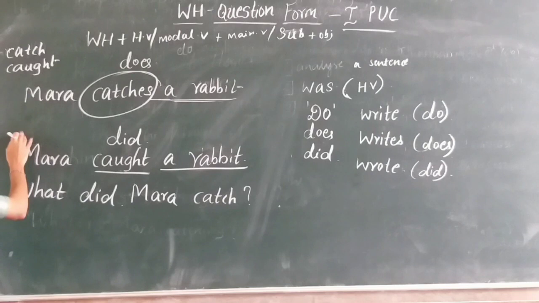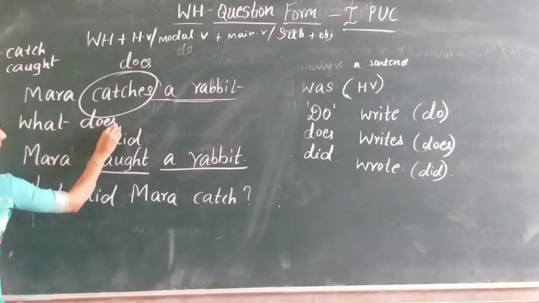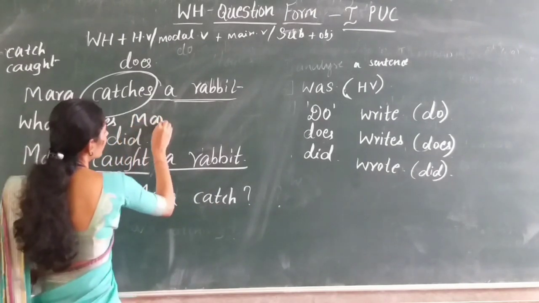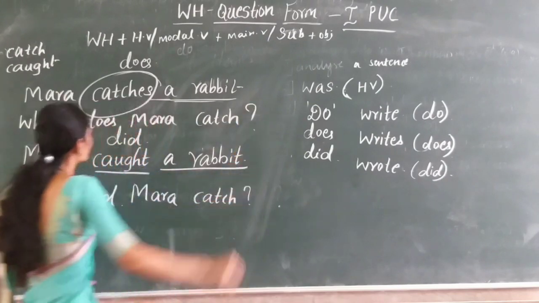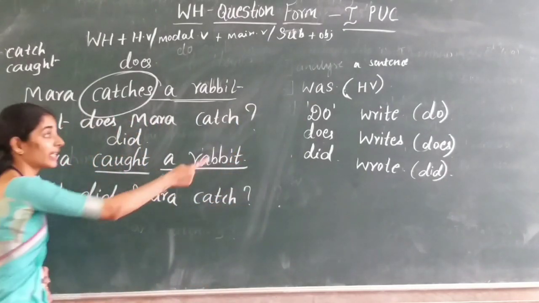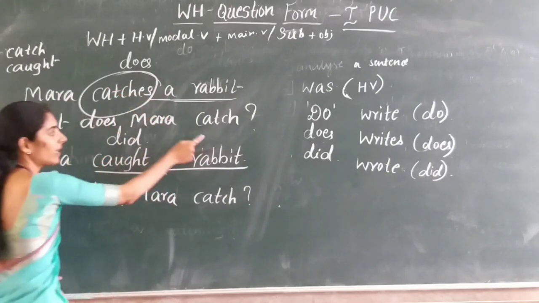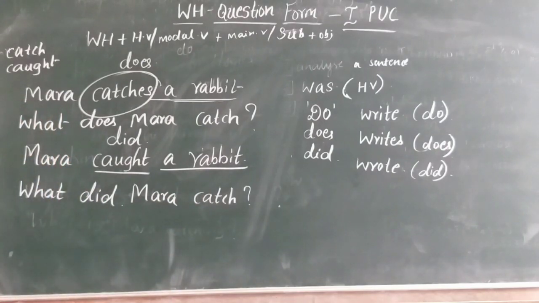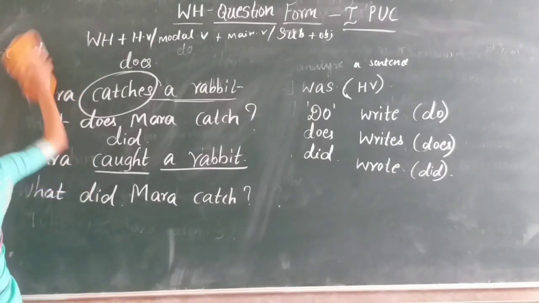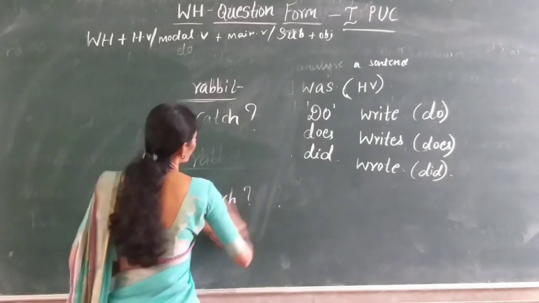So how do we frame question now? What does Mara catch? What does Mara catch? Why didn't we write catches? Remember the rules. Once we write does, again there should be V1 and that is catch. So this is how you need to remember these question points or rules.